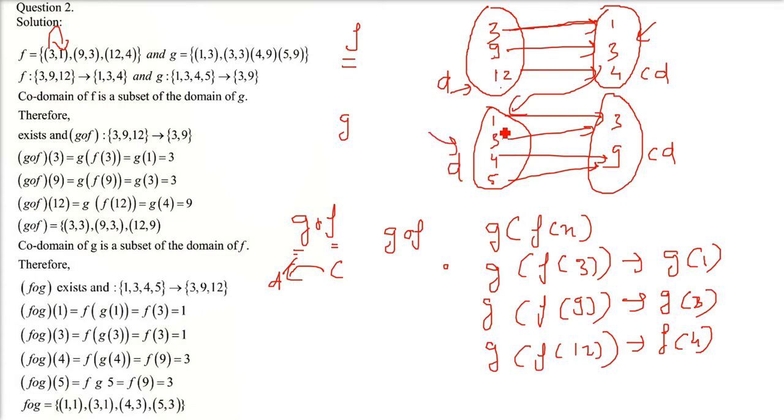Now we will come to G. What is G(1)? 1 is mapped to 3. G(3) will give you 3. And G(4) will give you 9. So 3, 3, 9.